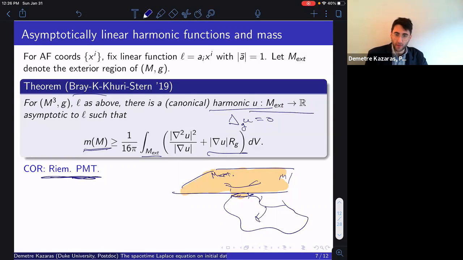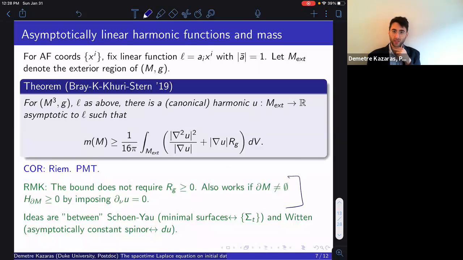So this is a new formula for mass. The idea being, for any initial data set, there's some canonical object you can associate to it, some solution of some particular differential equation. In this case, the harmonic, the Laplace equation. And this solution contains information about the geometry and topology of the underlying manifold. That's the general strategy, and this is one way it plays out.